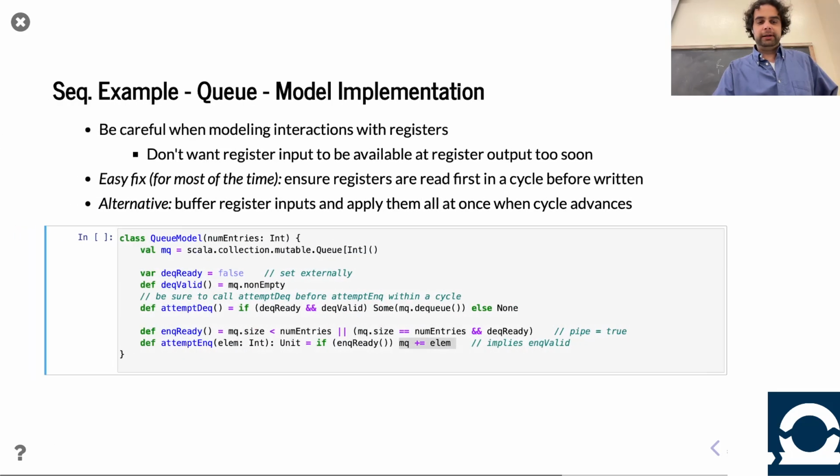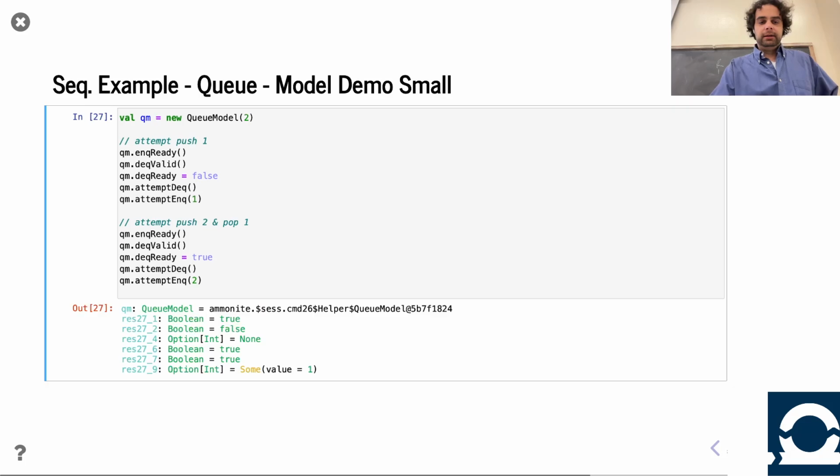Oops, I didn't load the prior slide. You can see, for example, I can go ahead and push a one on, no problem. I can push two and pop one. And so you see when we temp DQ, we get a value out. Yeah, it works.